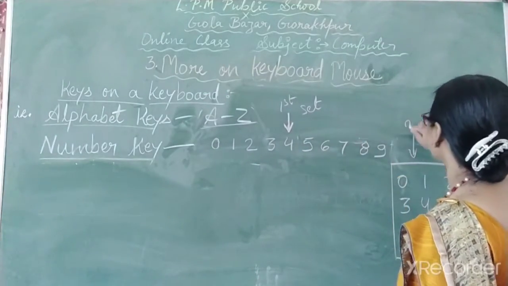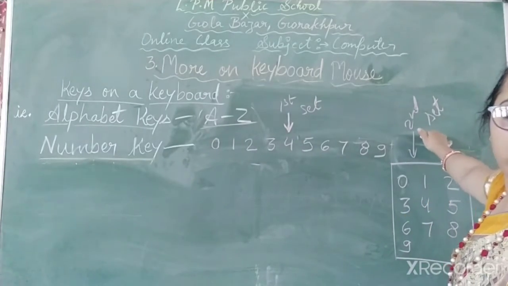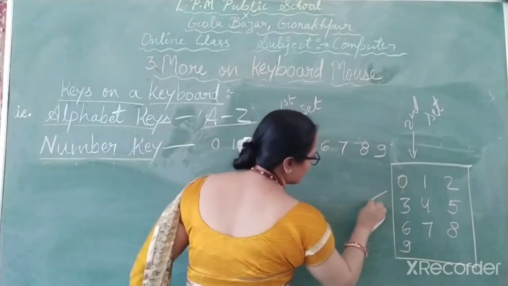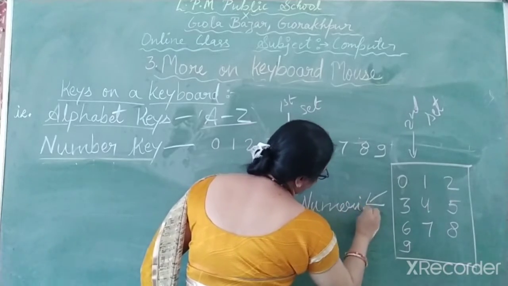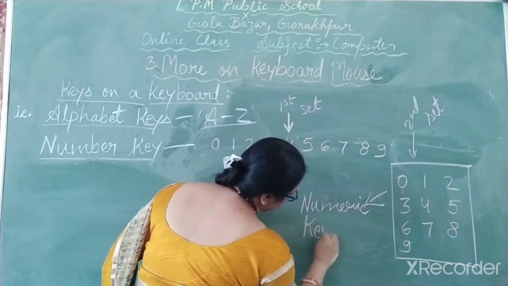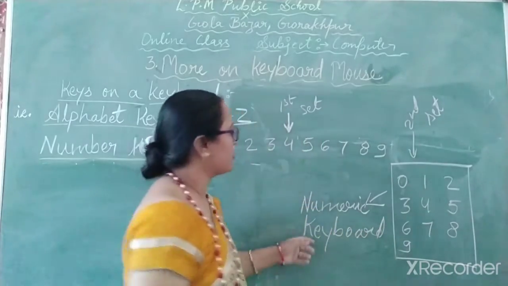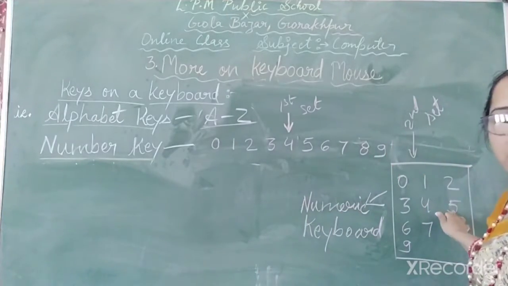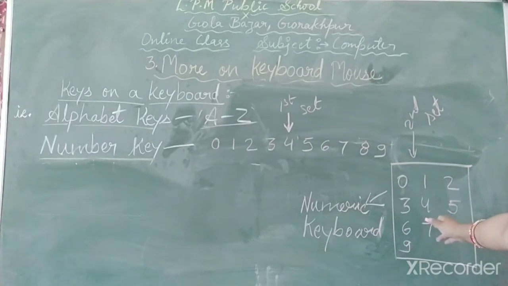This is the second set, which is this group of number keys, known as the numeric keyboard. This type of group of keys is known as the numeric keyboard. See, numeric keyboard. This type of group of keypad is known as the numeric keyboard.